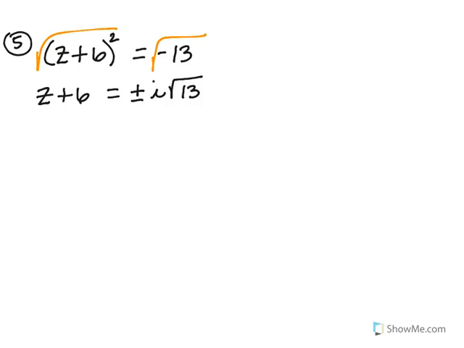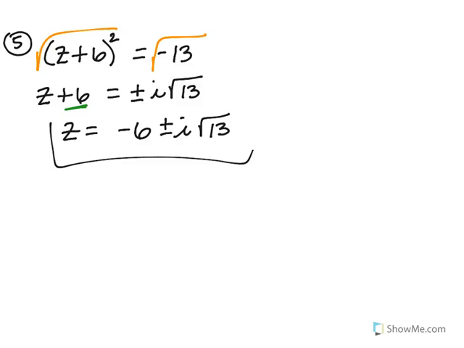Now, the negative must come out as an i, okay? So the last step you're going to do is get z by itself by moving the 6. 6 is positive, so you're going to subtract 6 to the other side. So we've got negative 6 plus or minus i square root of 13. And that's our answer.